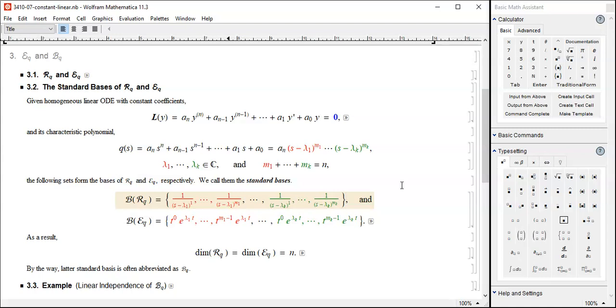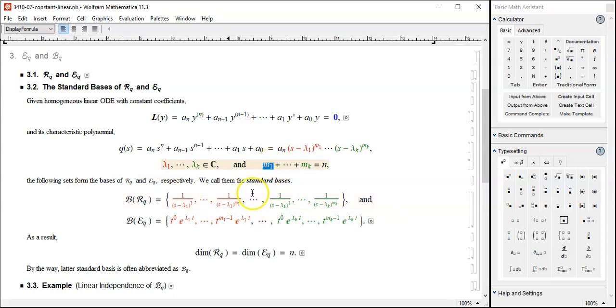We claim that B of RQ, given by 1 over s minus lambda 1 to the first power, second power, third power, all the way over to the m1th power, and then the same pattern repeating for each factor like this, is a basis of RQ, and their Laplace inversions form the basis of EQ. Those are my claims. Let's go back to the first line again, and let's count this time. How many red fractions are there? 1 over s minus lambda 1 to the first power, second power, third power, all the way over to the m1th power, so there are a total of m1 of them.